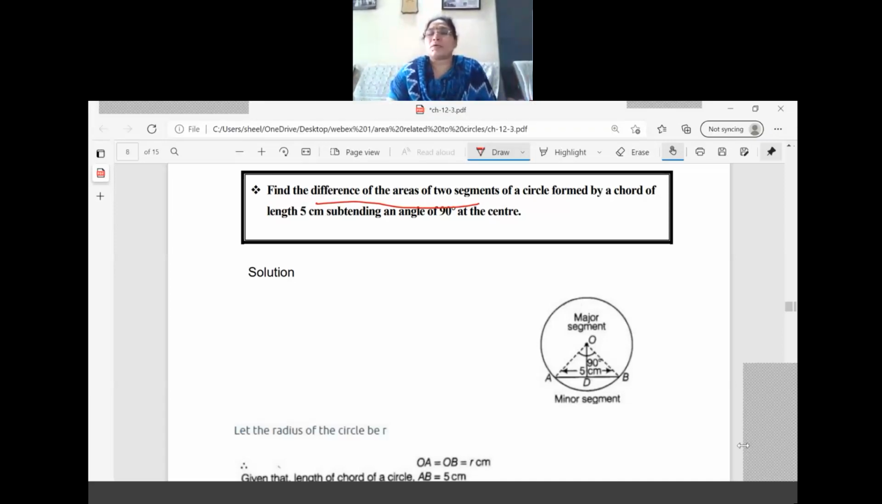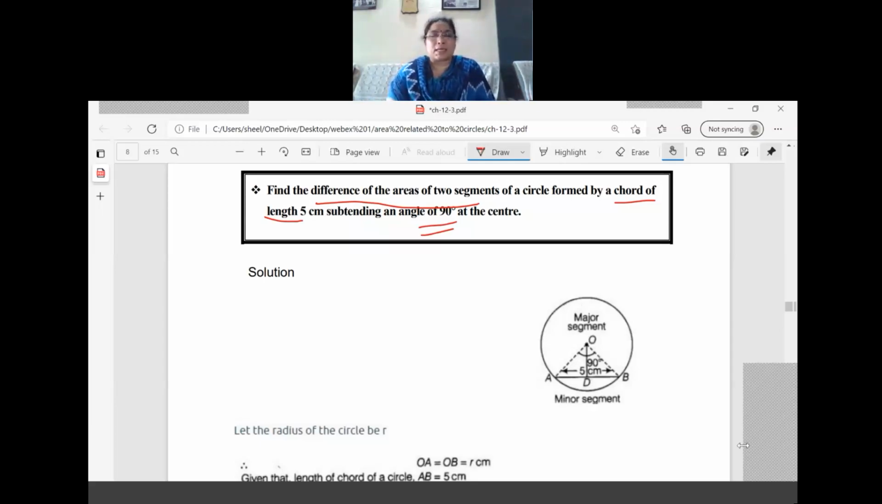Now what is given in the question? The chord length is given, 5 centimeter, and it subtends an angle of 90 degree at the center. That means theta equals 90 degree. Compared to the previous questions, that means last class questions, the radius is not given here, right? Only the angle and the chord length are given. So first we have to learn how to find the radius.